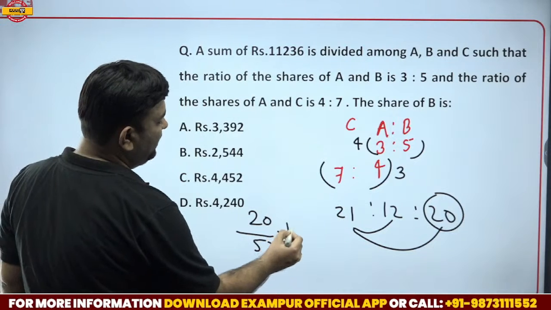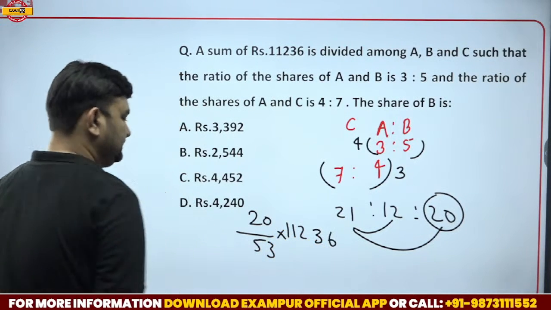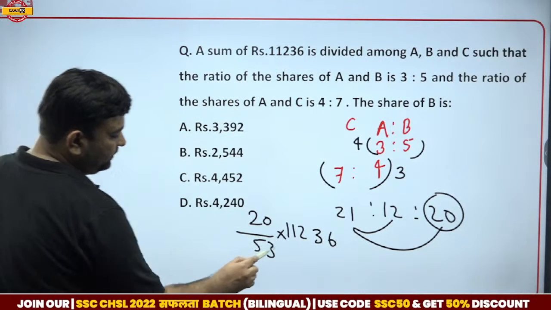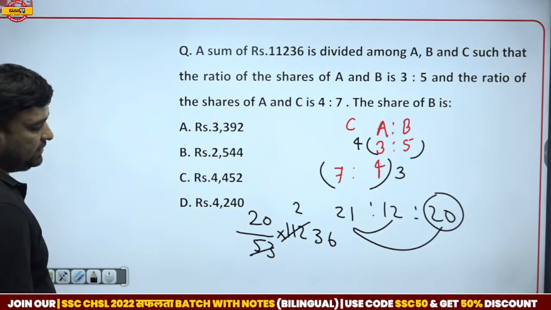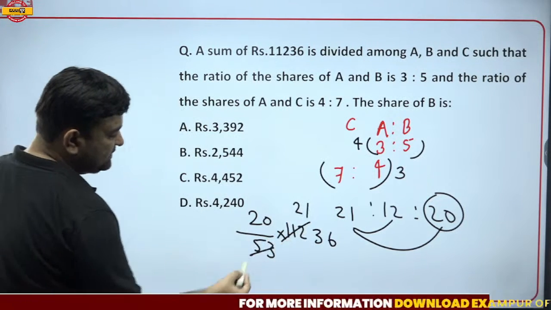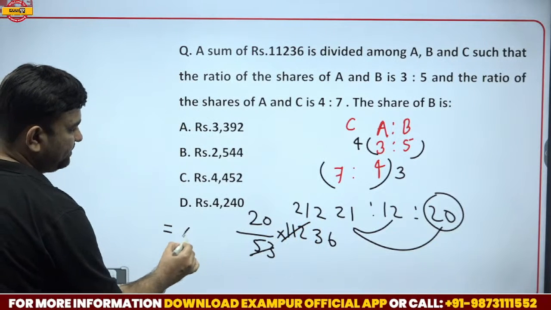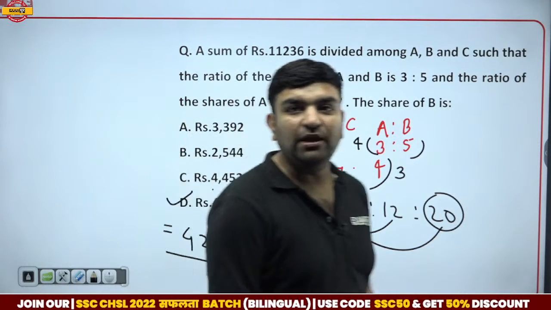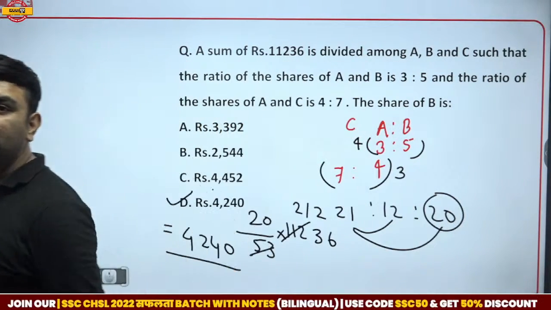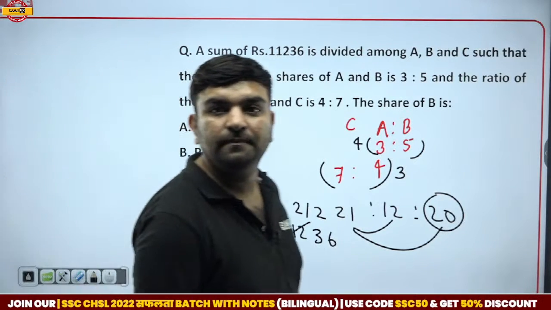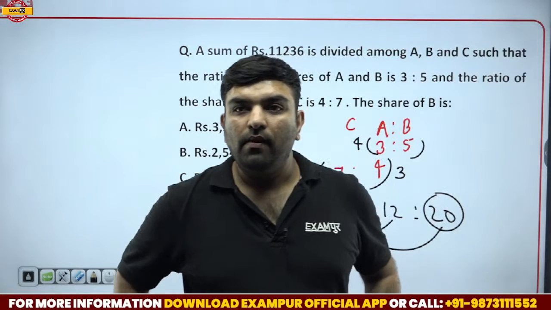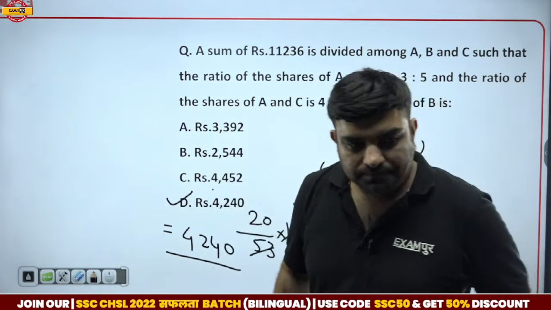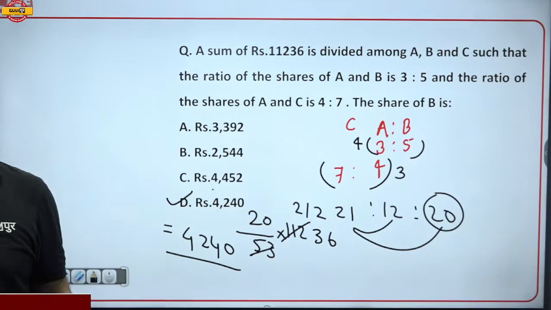20 by 53 of 11236. Answer 4240. Its calculation was comparatively easy.